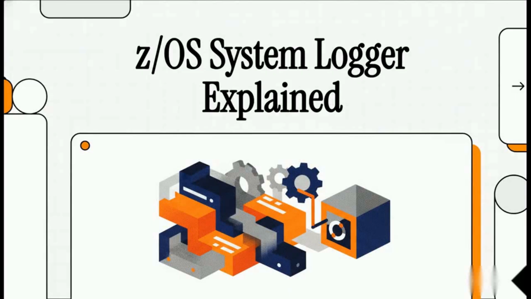All right, let's jump right in. We're going to tackle a piece of the mainframe that is absolutely critical, but not a lot of people really get it. I'm talking about the z/OS system logger. Now, the best way to think about it, it's the system's indestructible black box. And by the time we're done here, you're going to see exactly why that matters so much.